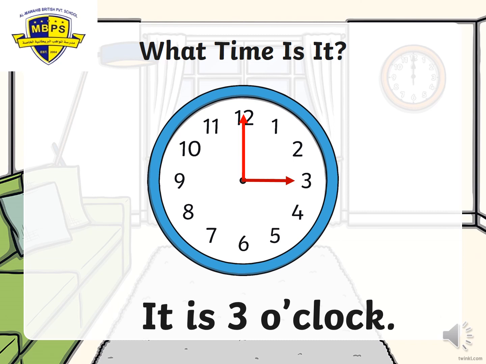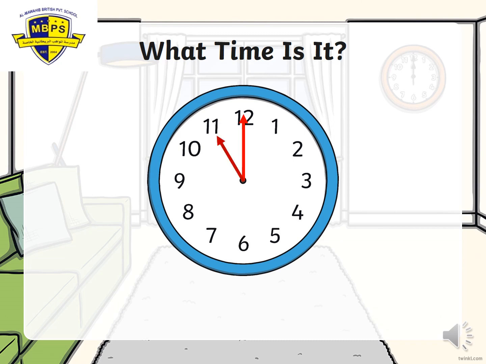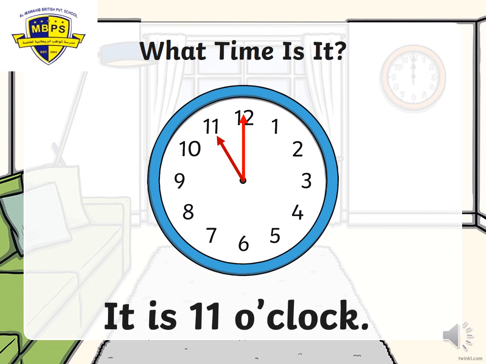Let's see another one. What time is it? Can you help now? You can see the long hand, it's on number 12. We said if it's on number 12, it's o'clock time. So now can you tell the time on this clock? Very good. It's 11 o'clock. One more.